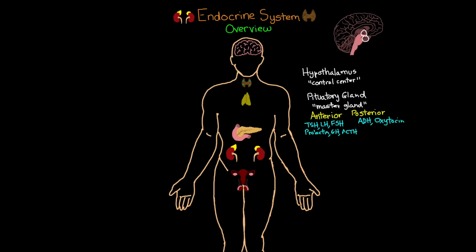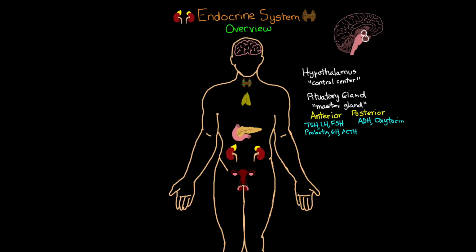And so, like I said, these hormones are going to go out to many of the other organs in the body and stimulate them to do certain things. Like, for example, TSH, the thyroid stimulating hormone, is going to go down and have an effect on the thyroid. Luteinizing hormone and follicle stimulating hormone are going to go out to the gonads and have their effects there. But we do also have things like growth hormone, which is going to go out and have an impact on our muscles, our skin, our bones, things like that.